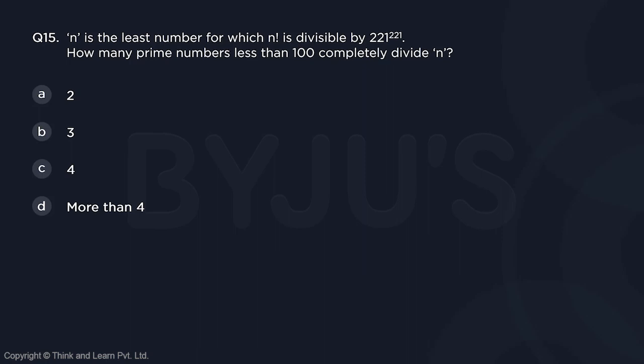Right, question number 15, a question based on number theory. So n is the least number for which n factorial is divisible by 221 to the power 221. First of all, if you realize, 221 is 13 into 17. So when you divide n factorial by 221 to the power 221, the remainder should be 0, and n should be the smallest such possible number. You need to first find this n, then we can come to the final answer.